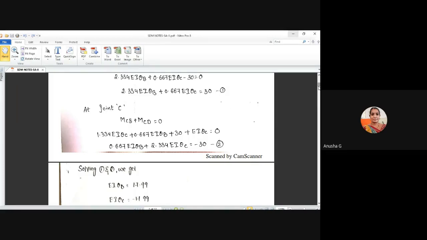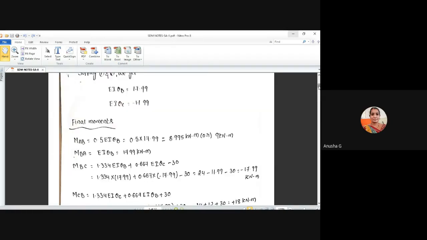What do you have to do after getting theta B and theta C? Bindu, after theta B and theta C, what do you do? What is step 4? Anyone? Gautami, Shravani?